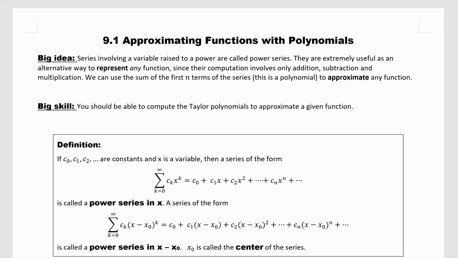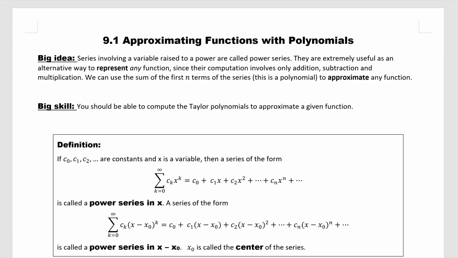Hi everyone, let's start chapter 9 today. So do you remember what we went over last chapter? We talked about series, but those are series with numbers, right? And in this chapter, we actually will talk about series with variables, x.